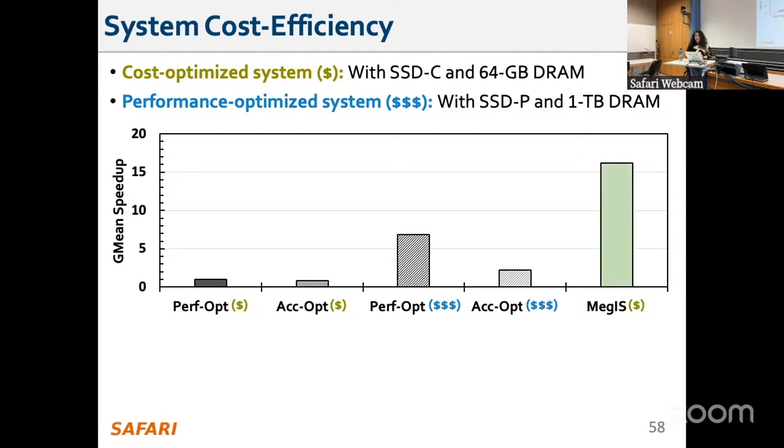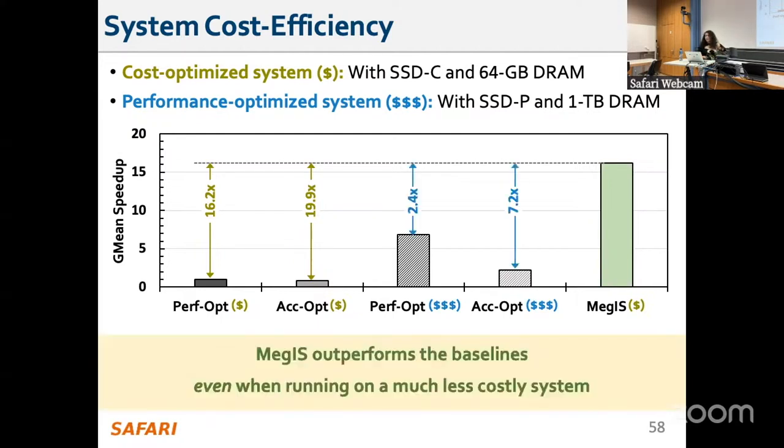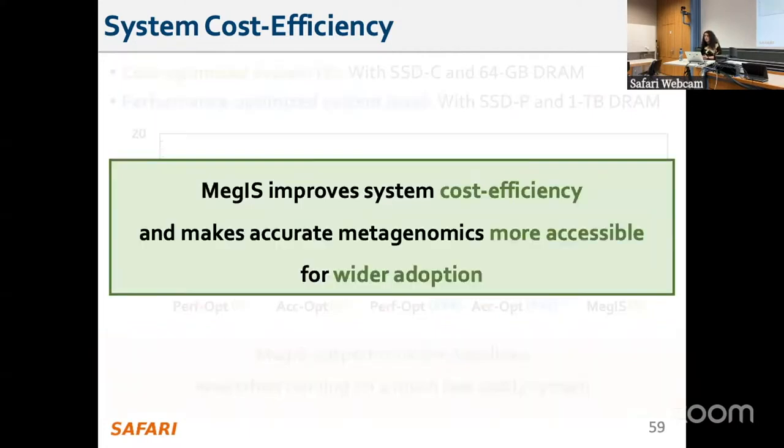So here we see that when they're run on the same type of system, meaning all of them are run on the first, the cost optimized system, MegIS provides large benefits. But also we see that it outperforms the baselines even when running on a much less costly system, right? So that's actually the point we would like to emphasize in this work with this result, that MegIS improves system cost efficiency, and we hope that it will make accurate metagenomic analysis more accessible for its wider adoption. Because it's a field in which we need to work with a lot of data. The amount of data we need to work with is increasing very fast over time. And to just continually rely on conventional systems and scaling them up does not provide an efficient way to widely adopt such useful applications at larger scale, right?